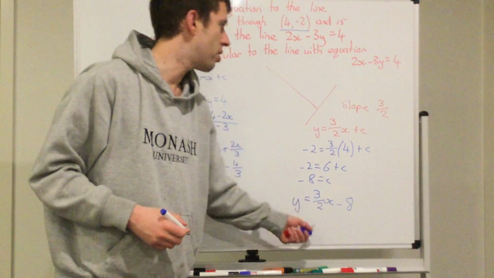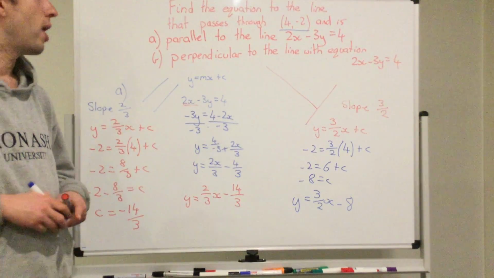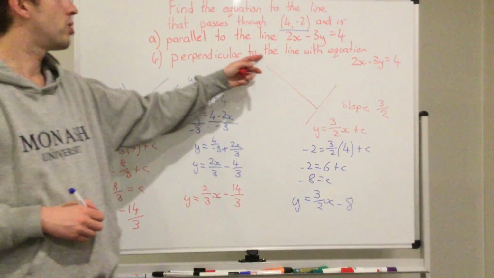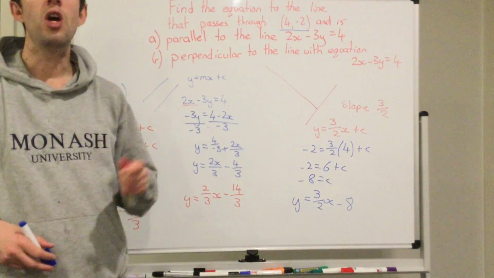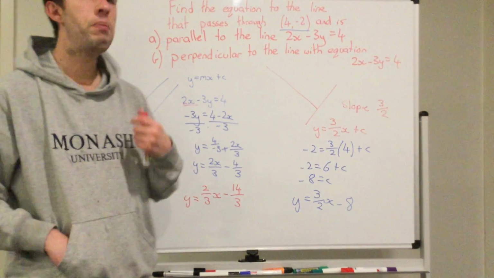We have just found the equation for our line that is perpendicular to this equation and goes through 4, negative 2. Really hope that helps you understand a bit more about linear equations.